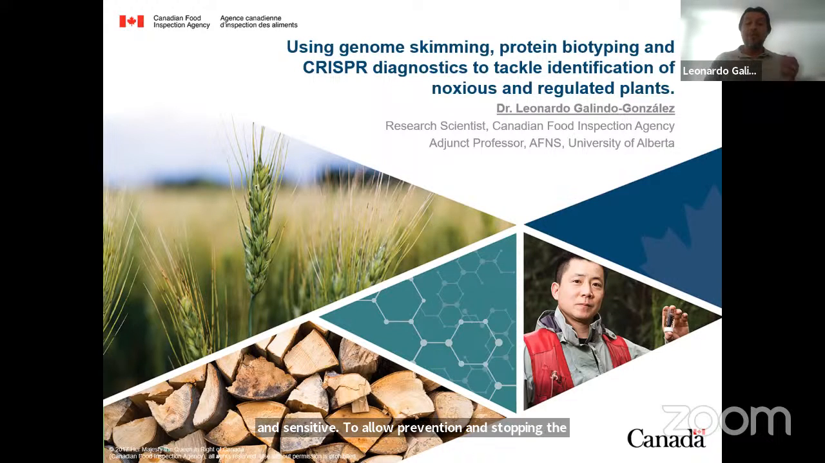And so one of the main roles of my lab is to generate tools to advance that molecular plant identification to prevent the introduction of these species into the Canadian environment, and also to monitor trade. And so we want to help answer questions like, how do we efficiently detect noxious seeds in seed shipments of agricultural commodities that come to our country or go out from our country?